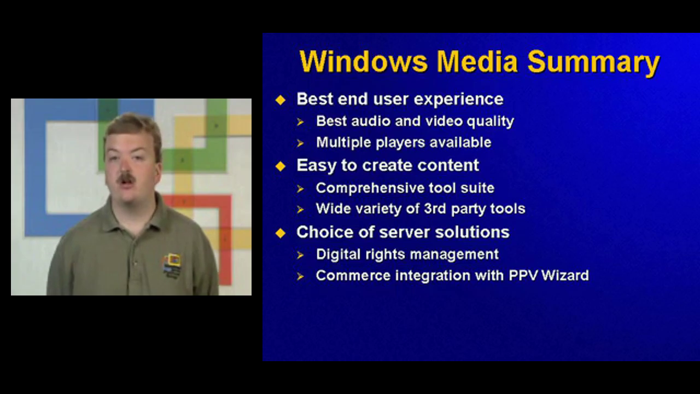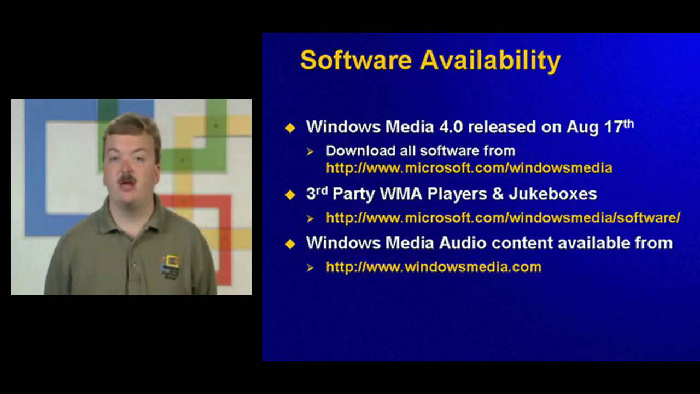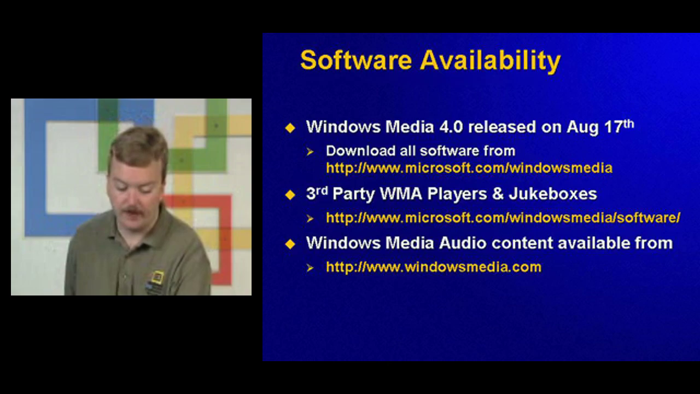It's very easy to create content for Windows Media using the variety of comprehensive tools available from Microsoft that are available for free download off of our website. Or there's also a wide variety of third-party tools with leading products like Adobe Premiere and Sonic Foundry's SoundForge supporting the Windows Media Technologies. For distributing content, you have a choice of different servers. You can stream your content, or you can offer it for download in a digital music type format, and you can protect your content using either our digital rights management solution or electronic commerce with pay-per-view integration with our pay-per-view wizard.